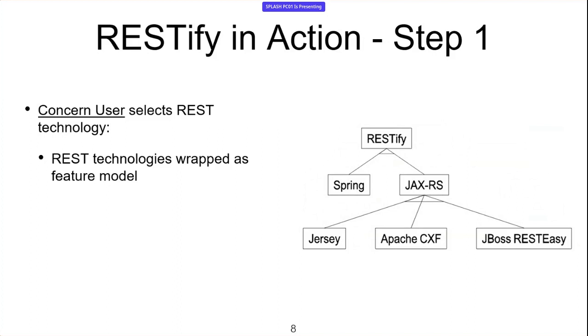So wouldn't it be nice if we had a feature model, for instance, like this, which would say, okay, we have the restify concern, and this concern that we built, that's our prototype, supports 4 different lower level implementation frameworks. So you can use Spring or Jersey or Apache CXF or JBoss RESTEasy. From a user point of view, you simply would like to make a choice.